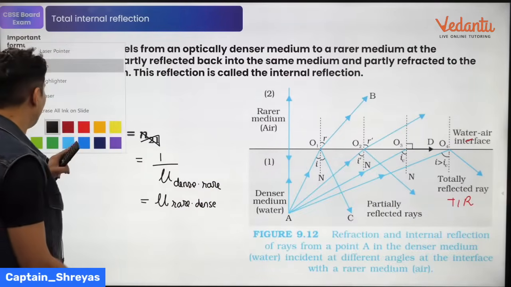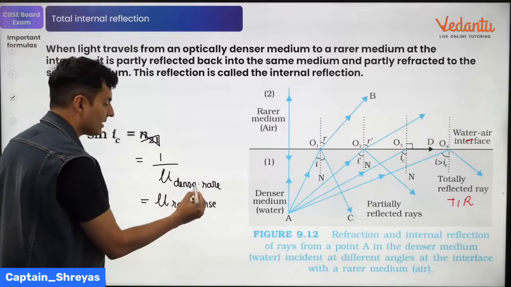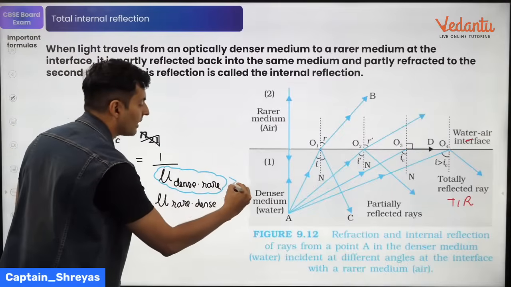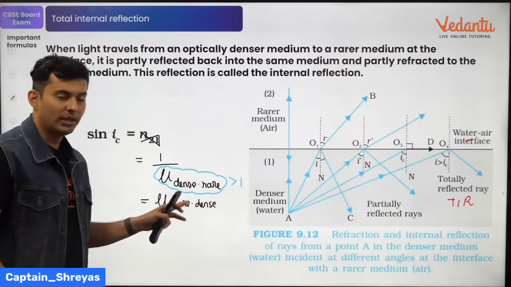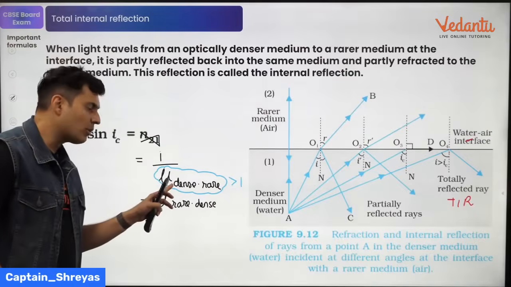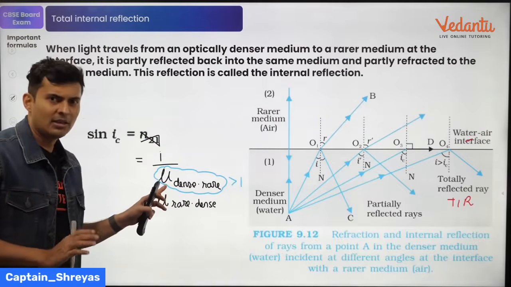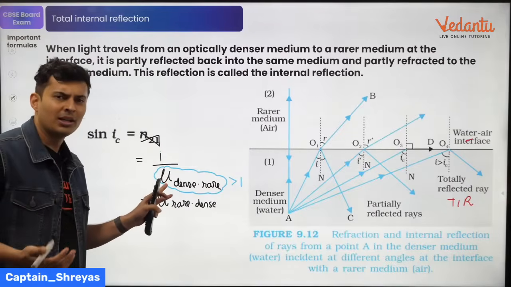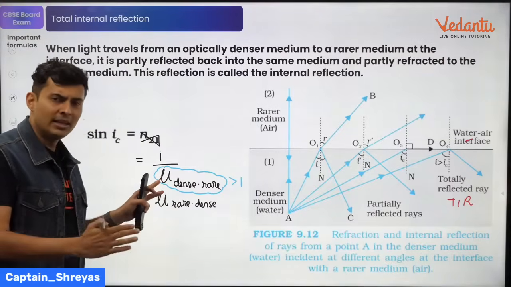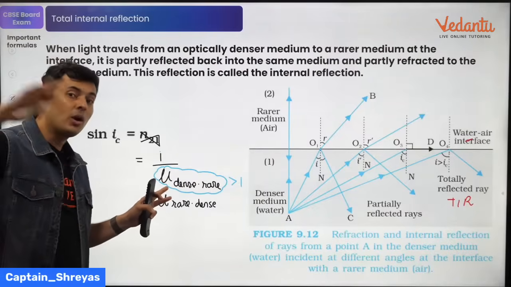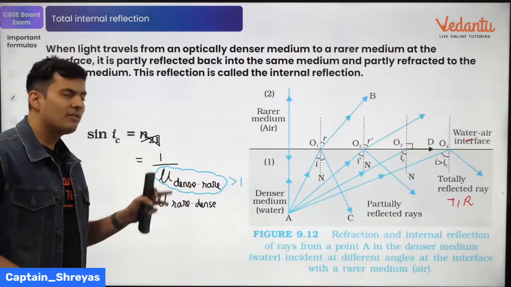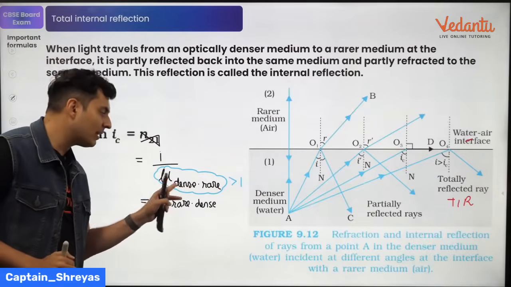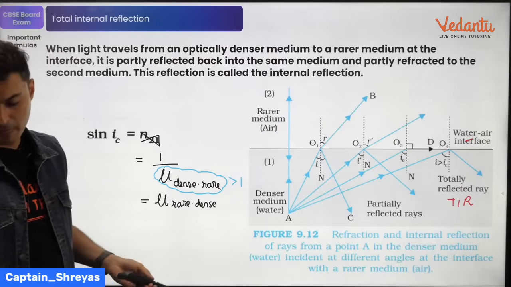Remember, when I talk about the dense medium with respect to the rare medium, this number will always be more than 1, like 2, 1.5, 1.33. So the reciprocal will always be less than 1, which is correct also, because whenever you find the sine of any number, it will always lie between -1 and +1. It cannot be more than 1. So 1 upon that will always be lesser than 1. That's why you put the big number below. Keep this in mind. Okay?